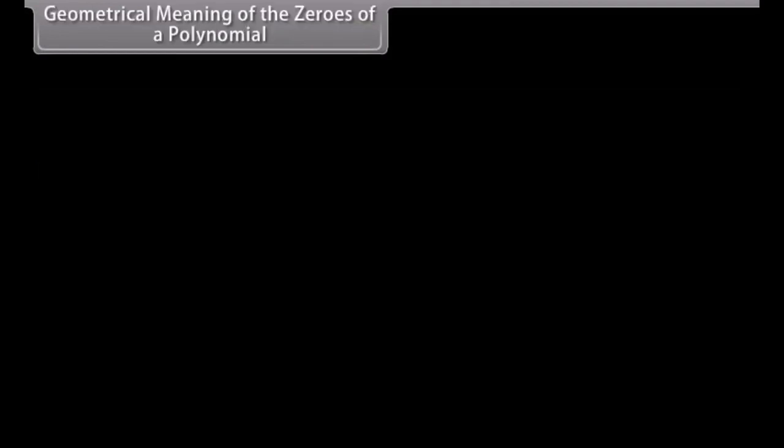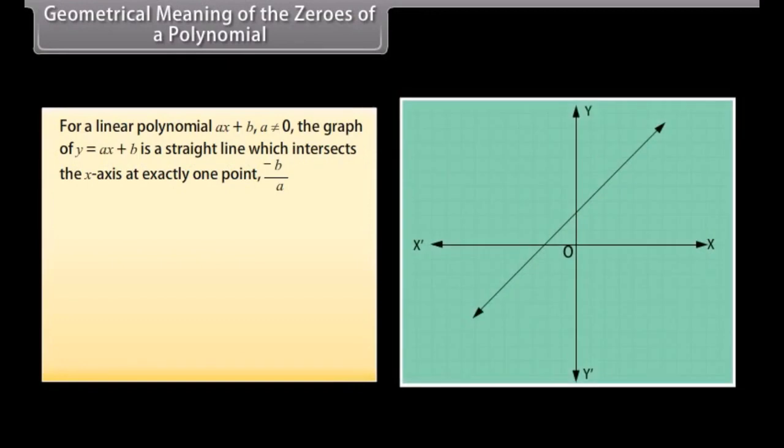Geometrical meaning of the zeros of a polynomial. For a linear polynomial ax plus b, a is not equal to 0. The graph of y is equal to ax plus b is a straight line which intersects the x-axis at exactly one point, minus b upon a. Therefore, the linear polynomial ax plus b, a is not equal to 0, has exactly one 0.